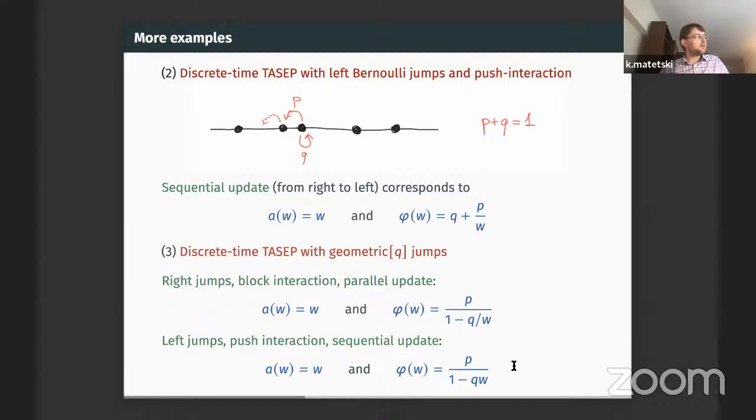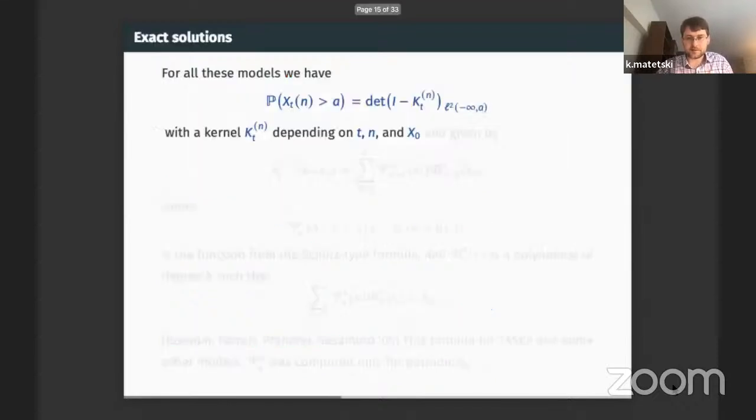In general, if you take arbitrary functions a and phi and put them into the Schütz type formula, it is very difficult to say whether it defines an evolution of particles. But for some special choices of a and phi, we know that there is a dynamics described by Schütz's formula.